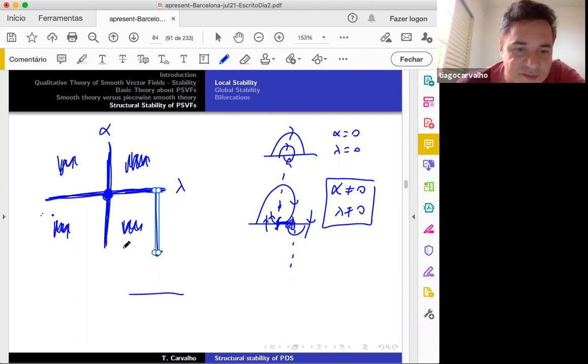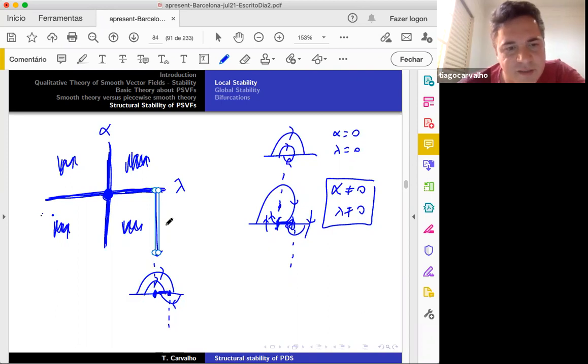since alpha is zero, we have the focus over the origin, okay? And since lambda is positive, the fold point is placed at the right of the origin. And so we have a situation like this, okay? We have a situation like this.